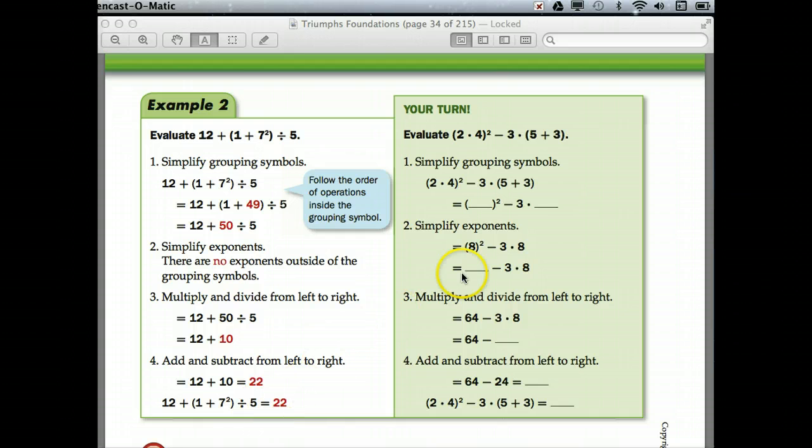Now I would like for you to pause just a moment. You guys can work this together if you want. Get your heads together. And then when you turn the video back on, we'll go over the correct answer.